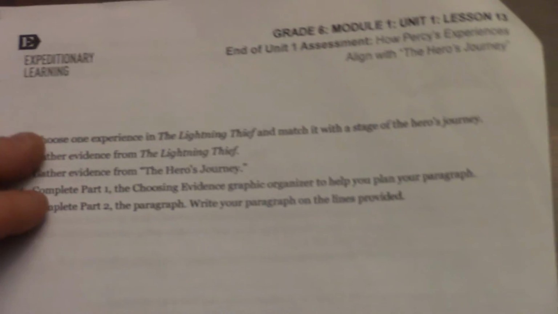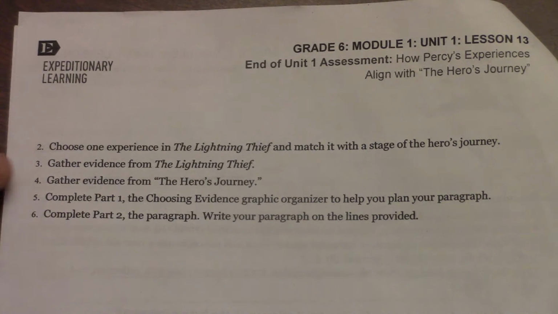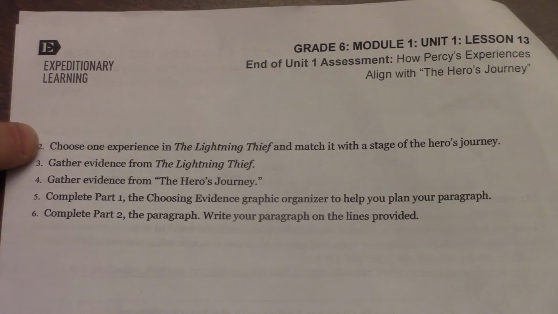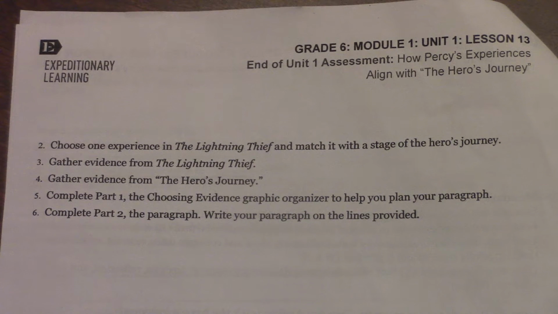On the back here it says choose. So the first thing is that you've reread those 4 sections, those 4 stages. Choose one experience in The Lightning Thief and match it with the stage of a hero's journey. Gather evidence from The Lightning Thief. Gather evidence from the hero's journey. Complete part 1, the choosing evidence graphic organizer, which looks like this.